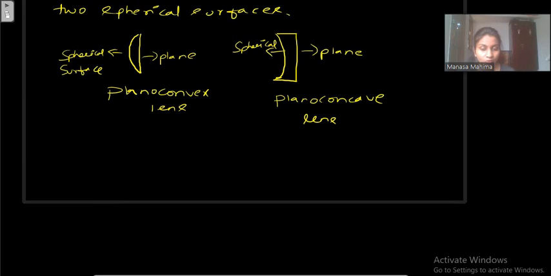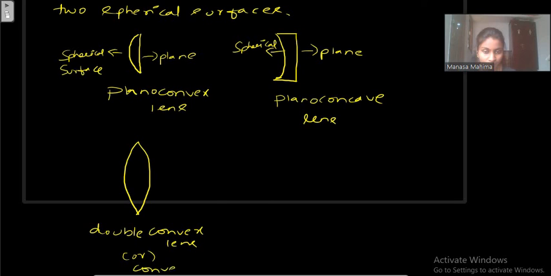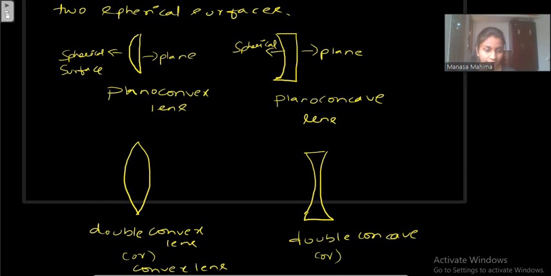What about the convex and concave lens? How do they look? You have to take this as a double convex lens, or you can simply take it as a convex lens. And one more, this is a double concave lens, or you can take that simply as a concave lens.